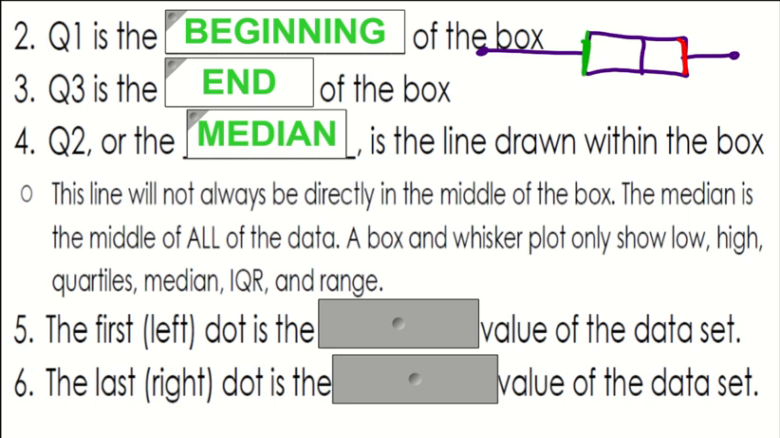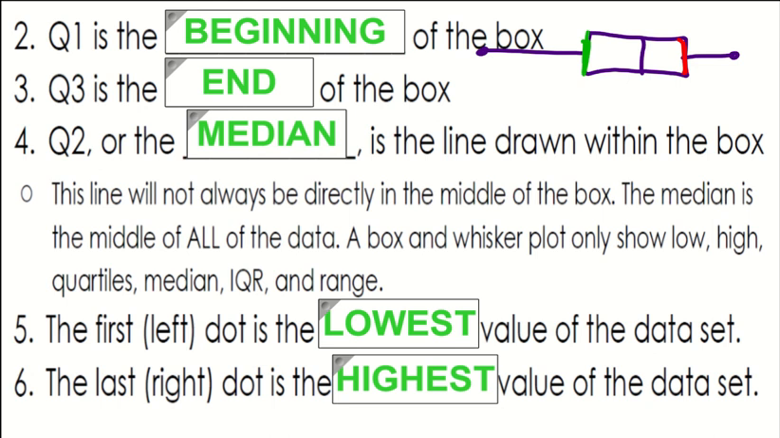The first dot, farthest to the left, is the lowest value of the data. Then the last dot on the right, what's that? Highest value. Any questions so far?